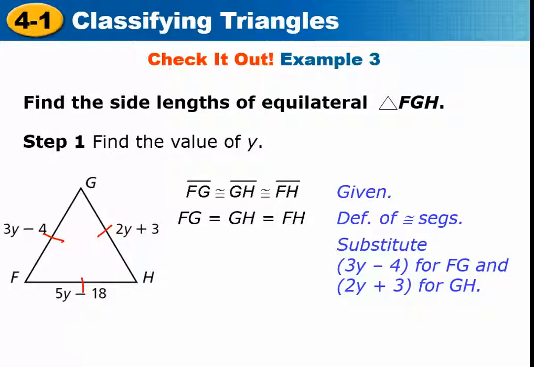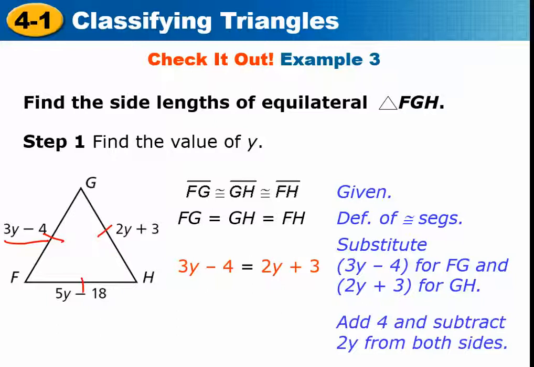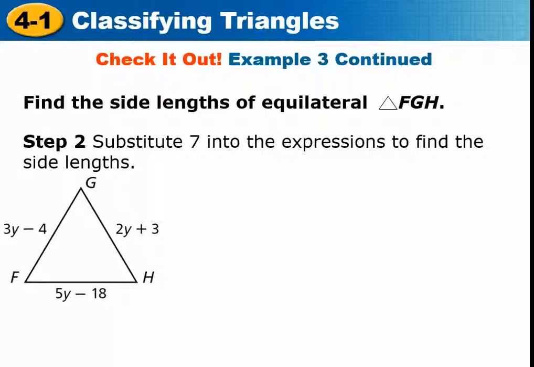They picked FG and GH, which is 3y minus 4 and 2y plus 3. But you could have picked 3y minus 4 and 5y minus 18. Since you know they're equal, you just set up an equation where they're equal to each other and then use your algebra skills to solve and get what y is. In this case, they got y equals 7. And then we would have to plug back in and find the lengths of the missing sides. So now you take your y equals 7 and you plug it into each part, and you'll find your missing side lengths.